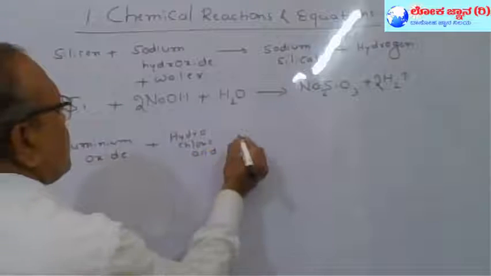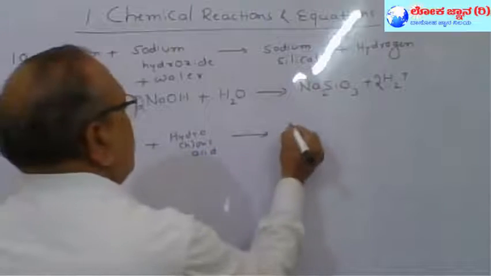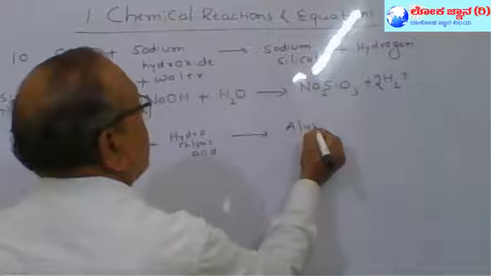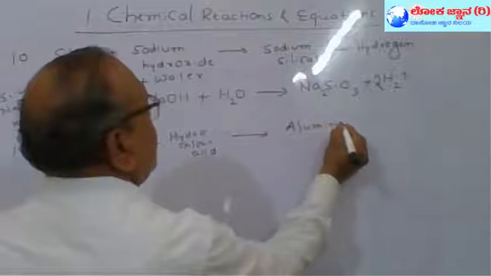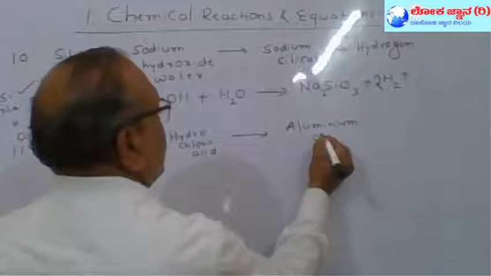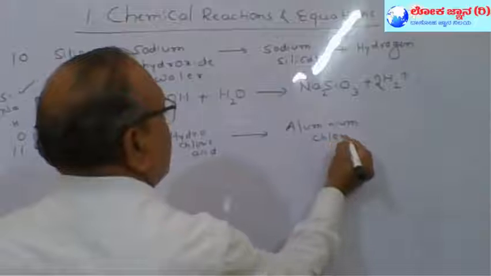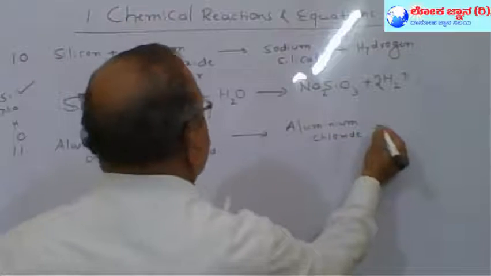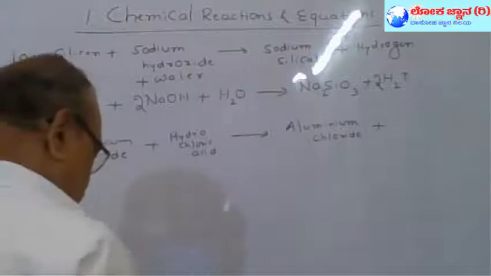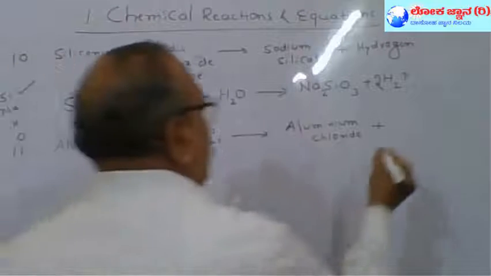Aluminium oxide plus hydrochloric acid forms aluminium chloride plus water.